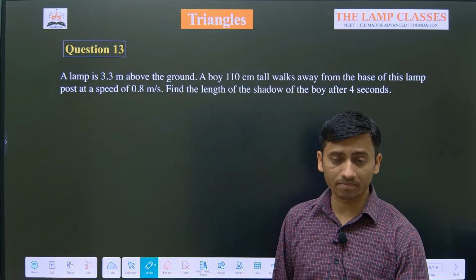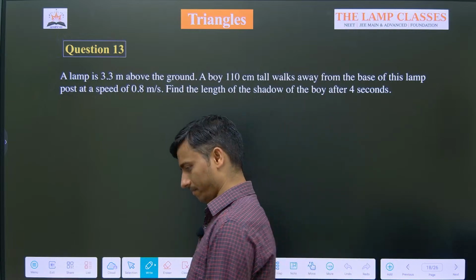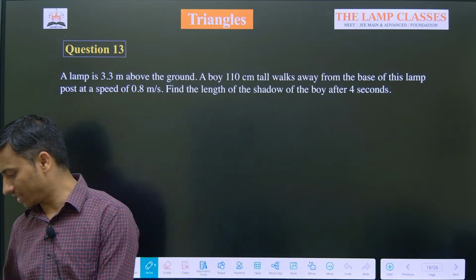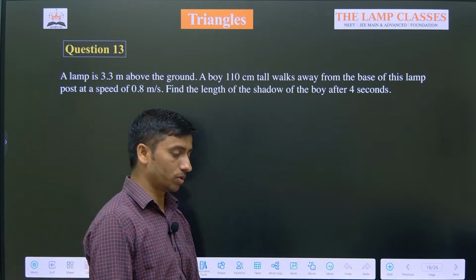Please make the diagram. In this question they have not given the diagram, and even if they give the diagram, we can still make the diagram and solve. That should be our habit.